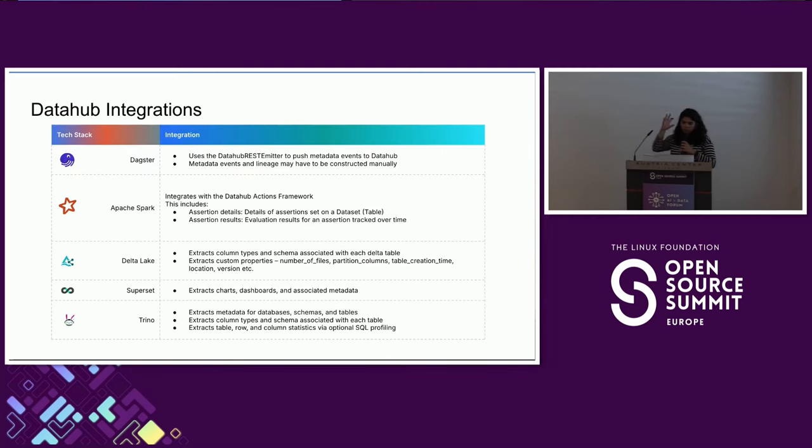And as I said, these are broadly what we've integrated: the Dagster pipelines to know the entire lineage, the Spark assertions to know what failed, what worked, stuff like that. Delta Lake is all the dataset, so you can query not just the data, but a particular column as well. And Superset for dashboards, charts, and metadata. And then Trino is to extract different information through SQL on it. So yeah, that's all that's available on DataHub.